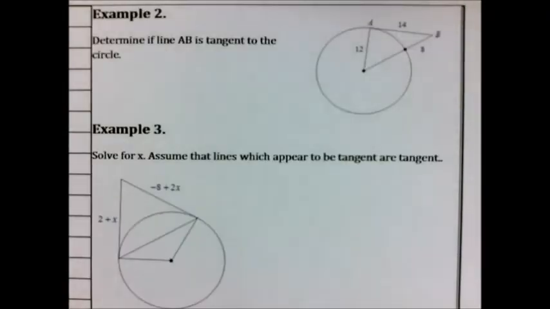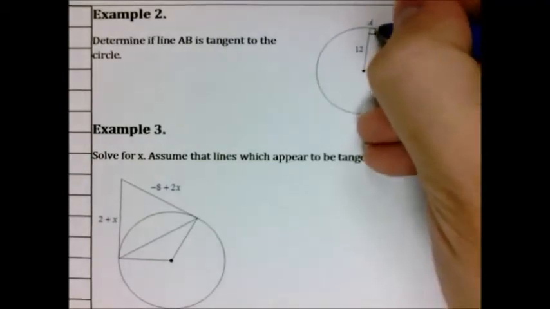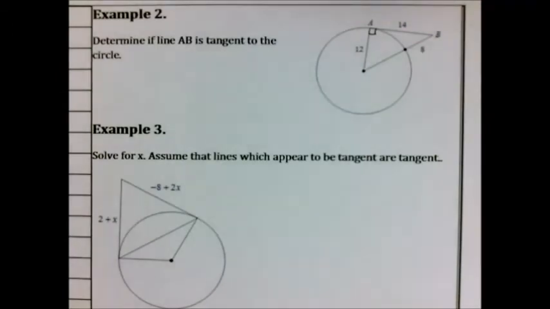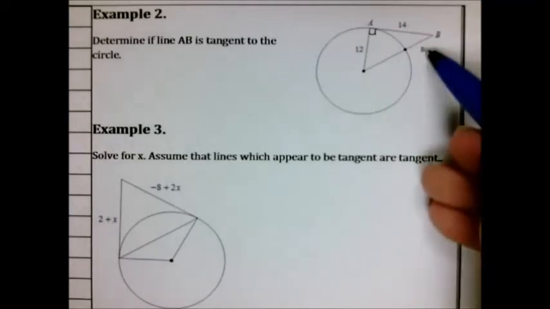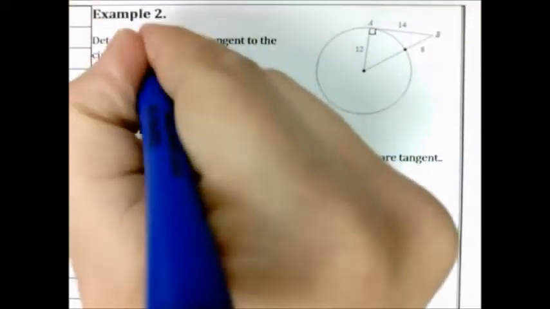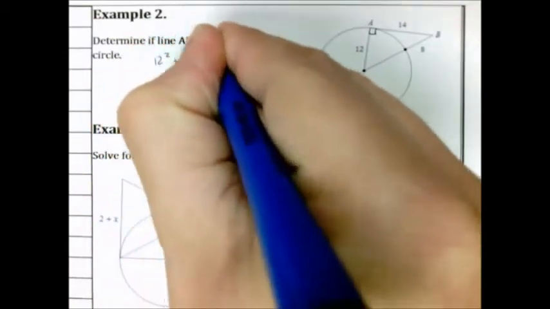All right, example 2 says we want to determine if line AB is tangent to the circle. So again, if AB is tangent, that means this is going to be a right triangle. That should be a right triangle. If that is truly tangent, then that should form a right triangle, which means that 12 squared plus 14 squared will equal 12 plus 8, which is 20, 20 squared. So 12 squared plus 14 squared is equal to 20 squared.